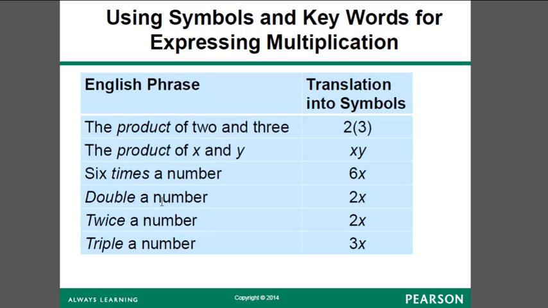Double a number. Double means 2 times that number because I want twice as much. Hence the next example, twice a number. That is also 2 times x. Triple a number. Triple is equivalent to 3. So 3 times x.